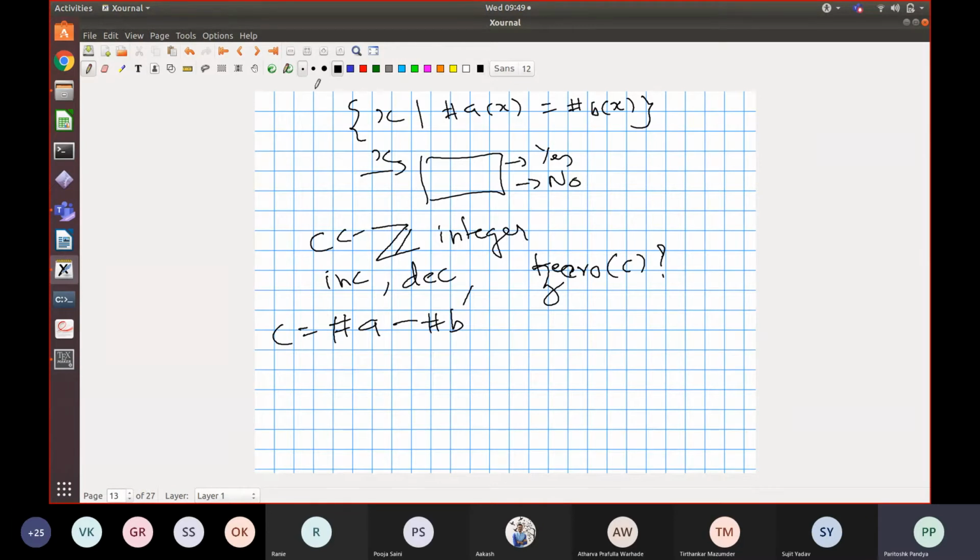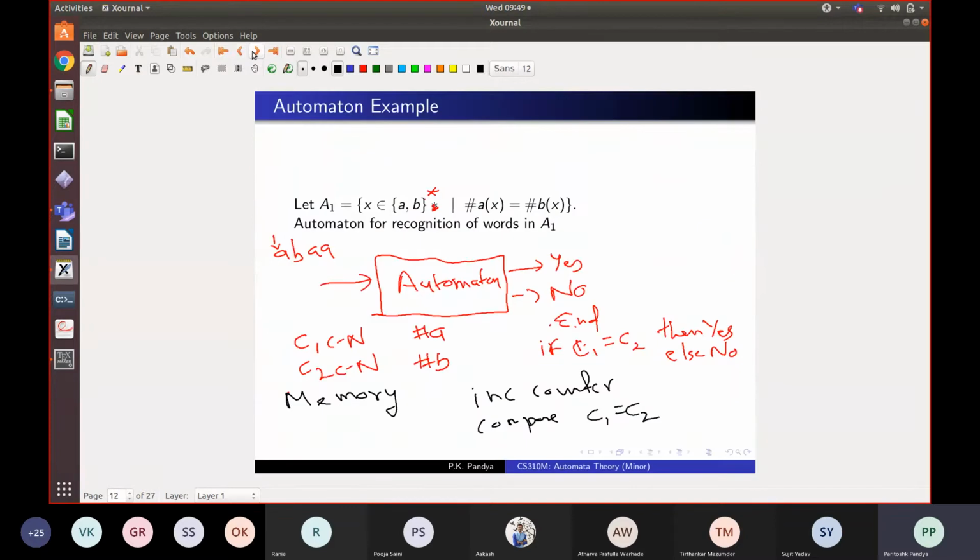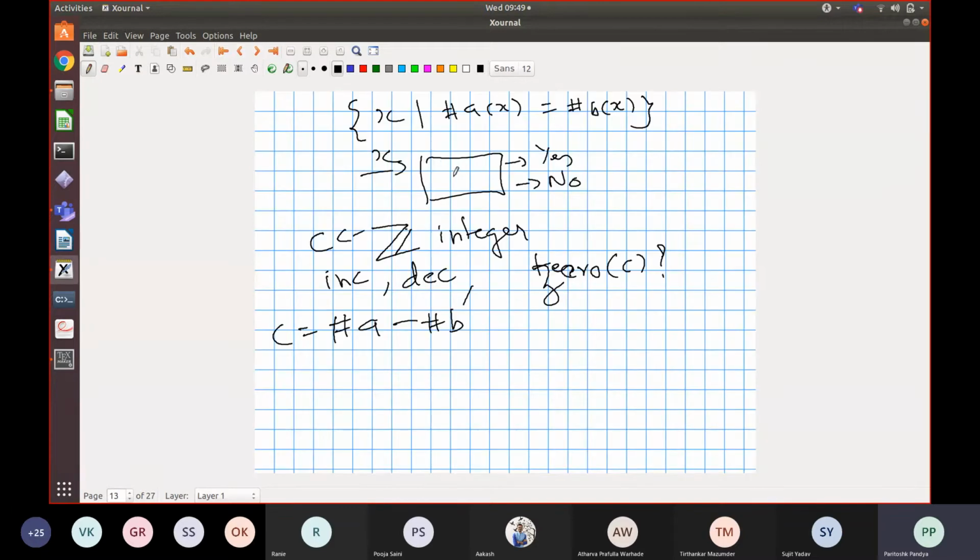So now the question is, given these two kinds of automata, both of these will solve the problem. I hope that is clear to you. Any difficulties so far? This is the kind of devices we are talking about.